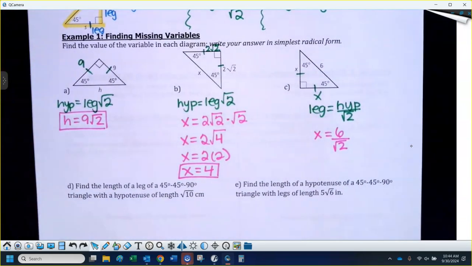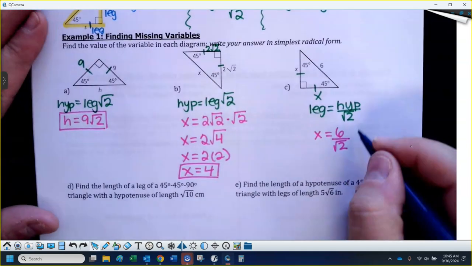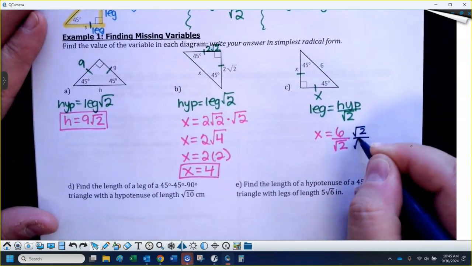So, not allowed to have a radical in the denominator. Does anybody remember how to get rid of the square root of 2 in the bottom of that fraction from what we were doing on Friday? Like, what do you do to call it rationalizing the denominator? How do I get rid of that root 2? Brody, what do you think? Perfect, perfect. Just copy whatever's in the bottom.